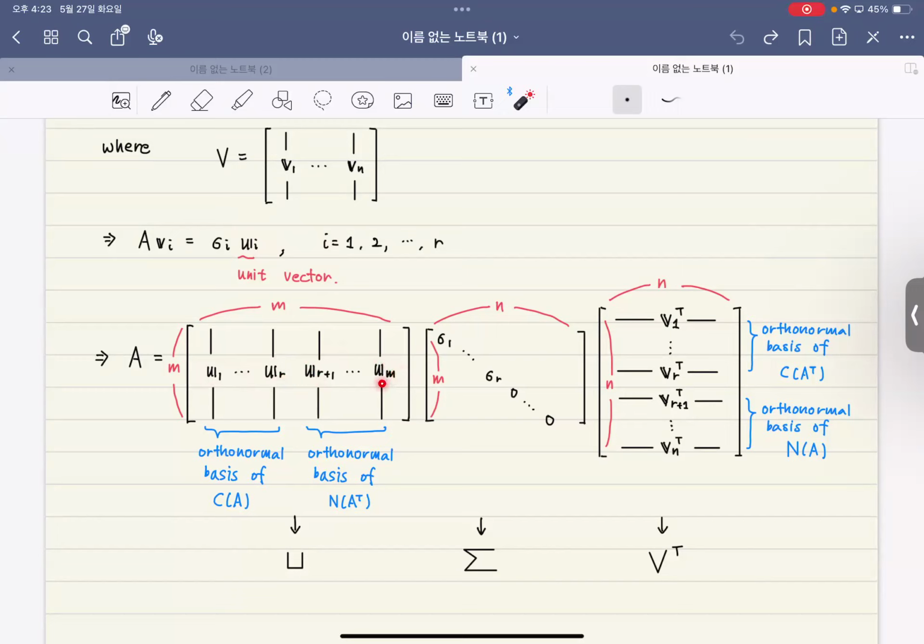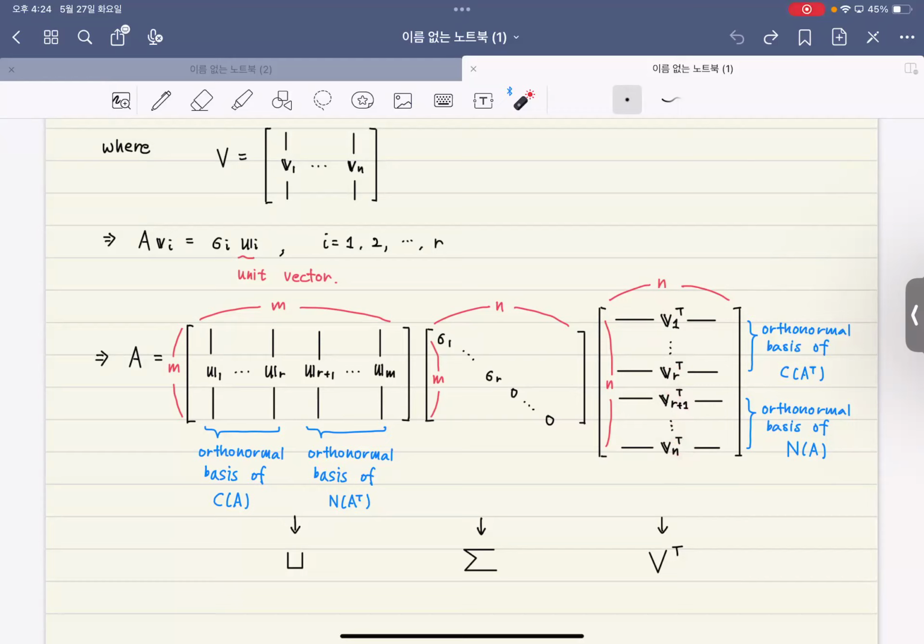And the remaining n minus r vectors are obtained by applying the diagonalization of AA transpose, right? And these vectors, up to Vn, go here as row vectors, not column vectors, because this matrix has been transposed. The first r vectors are an orthonormal basis of the row space, and the remaining n minus r vectors are an orthonormal basis of the null space.